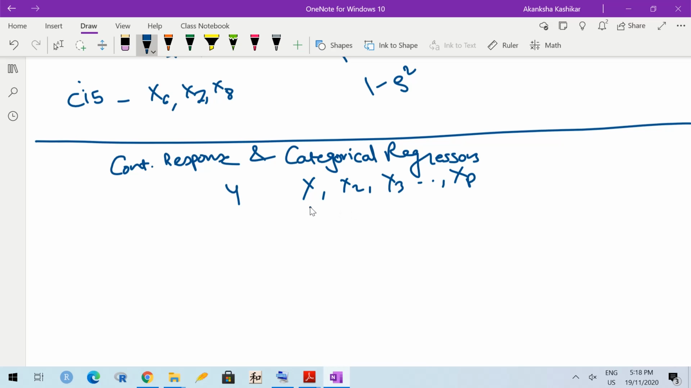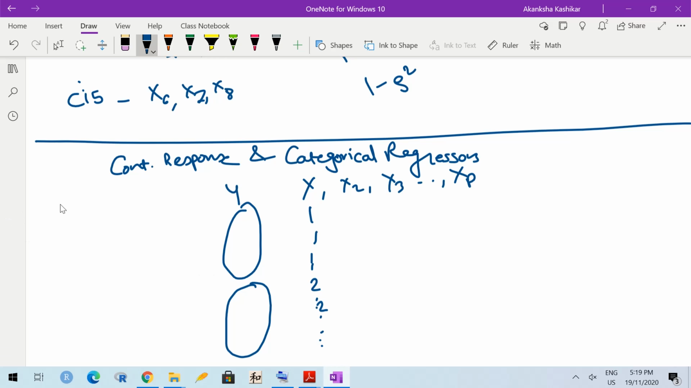Now suppose x1 takes only two possible values, 1 and 2. These are the only two possible values of x1. Then I want to check whether x1 has a role in predicting y. So x1 has a good role in predicting y if the value of y when x1 equals 1 is significantly different from the value of y when x1 equals 2.